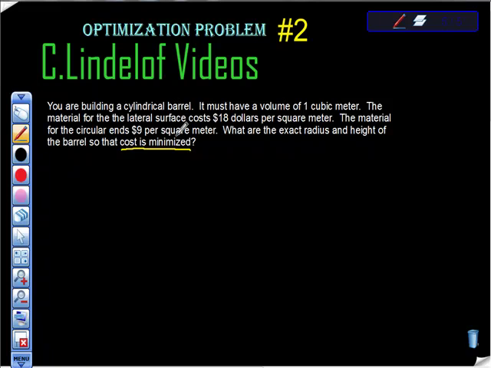Also, they give us some pretty specific information. We know we're making this barrel. So my first question is, does my barrel have ends on it? And if my barrel does have ends on it, how many ends does it have? It says circular ends, plural.